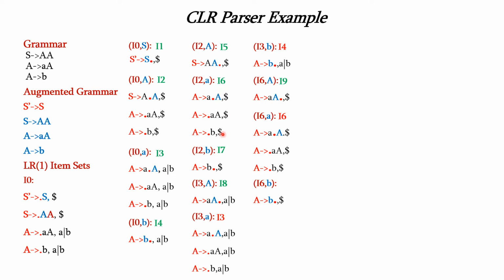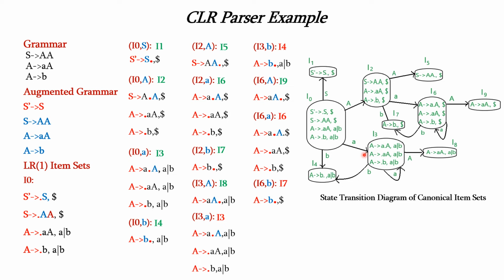Next I6 comma B we have to consider. I6 comma B we can write as A tends to B dot dollar by shifting the dot one position to the right. We check whether it is already existing. It is similar to I7, so it can be written as I7. So we have completed I6. I7 has the dot at the end of the production, I8 also has the dot at the end of the production, and I9 also has the dot at the end of the production. So totally we have 9 item sets.